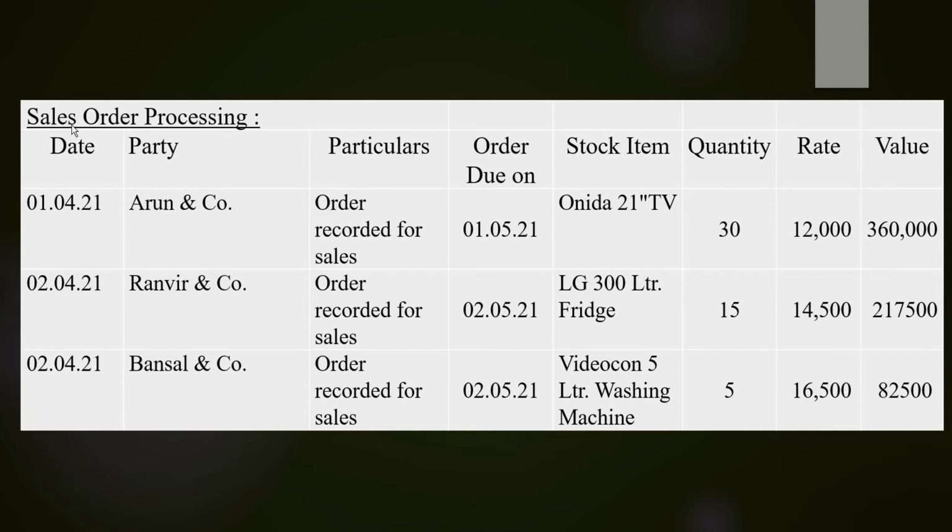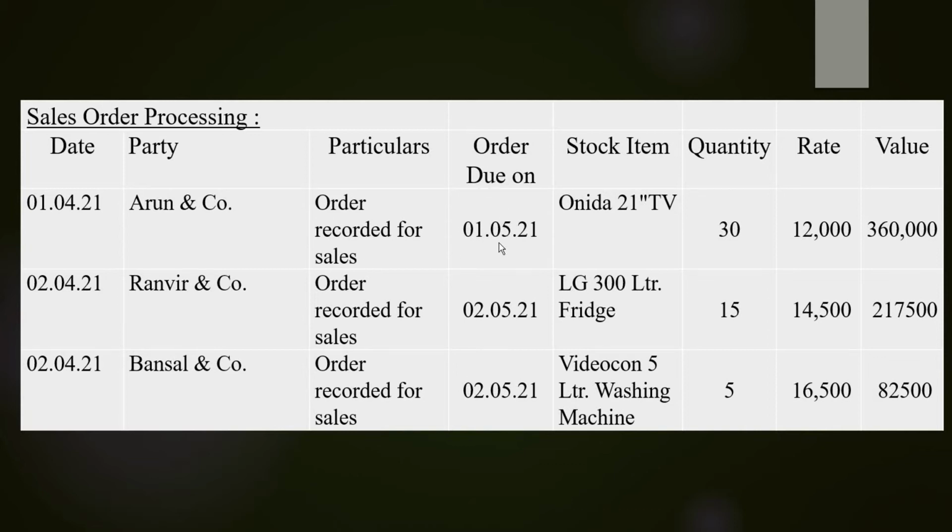The next is regarding about sales order processing. Sales order is nothing but an order placed by the customer for the delivery of goods. And here we can see the first transaction. All the 3 transactions has to be recorded in the sales order inventory voucher. Let's see the first transaction, which has to be recorded on 1st of April. The party name is Arun and company. Particulars is what? Order recorded for sales, that is sales order.